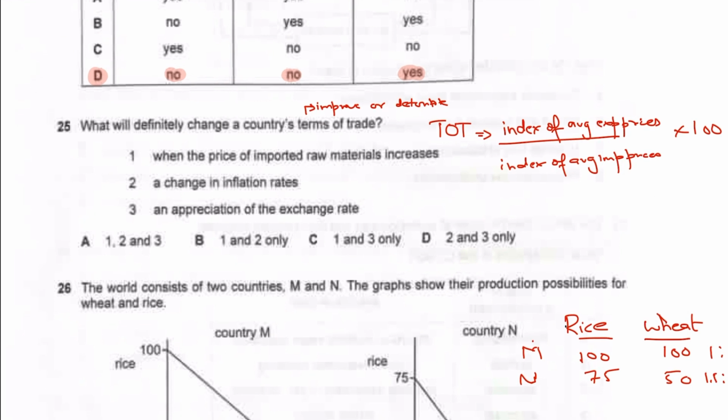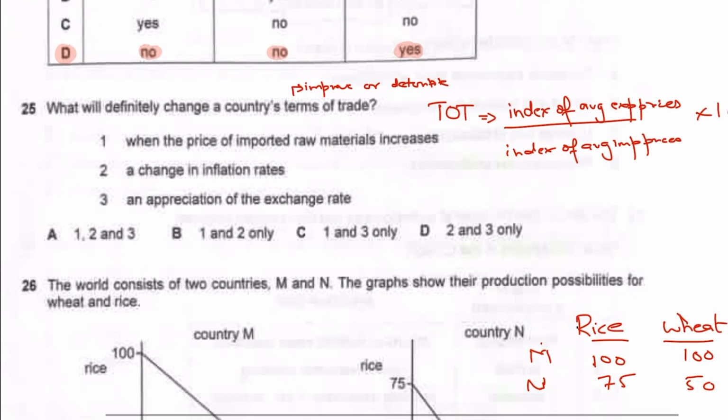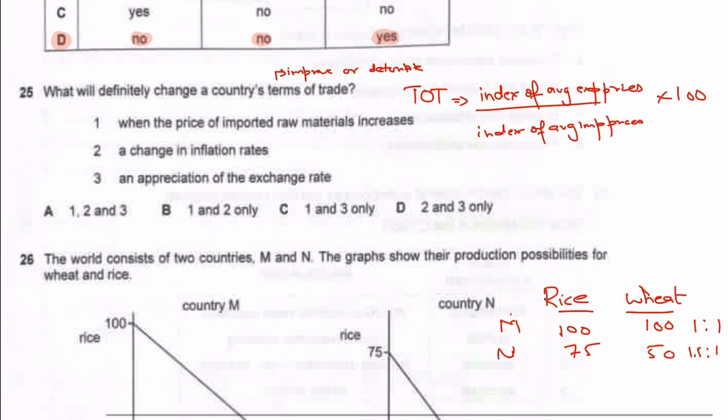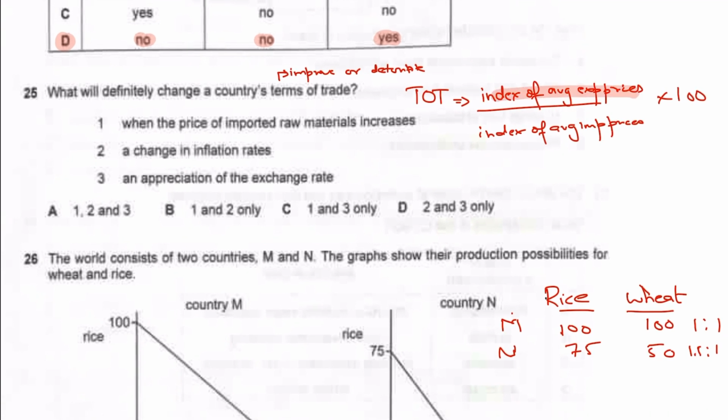Question 25. What will definitely change a country's terms of trade? Terms of trade may either improve or deteriorate when you use the word change. The formula we know, index of average export price over average import price times 100, because we are not taking a percentage, we are calculating this ratio that would be converted into an index number. That is why we are multiplying by 100. Now, the correct answer is A, because all three would definitely have an impact on the average export or the import prices. The price of imported raw materials will go up. Definitely, that will have an impact on the average import prices.